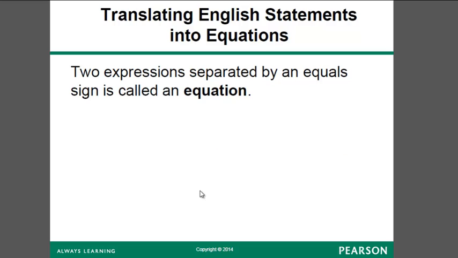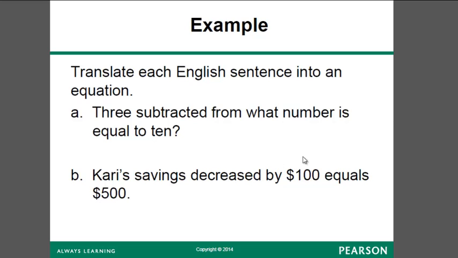Now then, two expressions separated by an equal sign is called an equation. Just as I said earlier, there's a difference between an expression and an equation. An expression is something without an equal sign. An equation has an equal sign. I want to translate each of these English sentences into an equation.